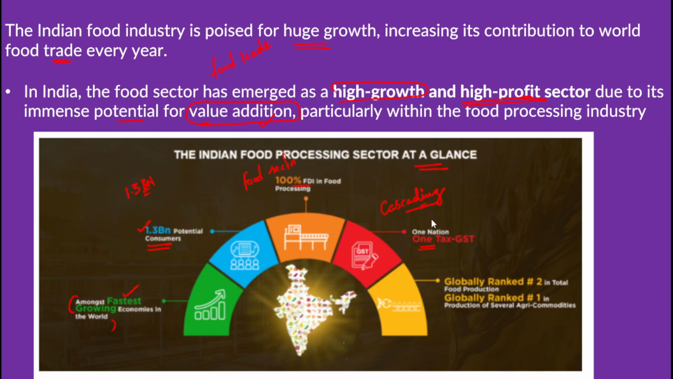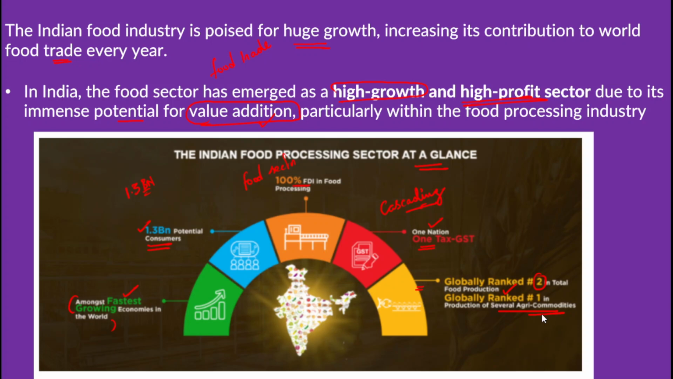However, because of the one nation one tax, the prices are becoming more and more competitive and affordable for the consumers, and it is also an incentive for the food processing sector to set up their respective industries here. Now, if you look at the global rank of India in terms of food processing industry, India ranked second in total food production, and India ranked first in terms of production of several agriculture commodities.